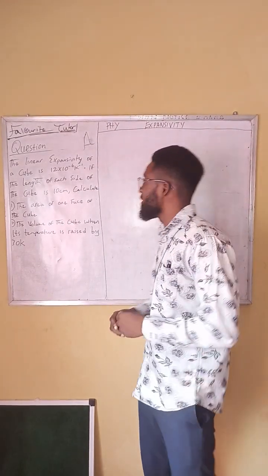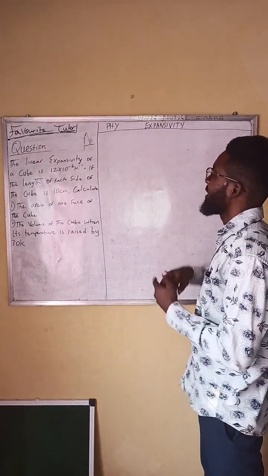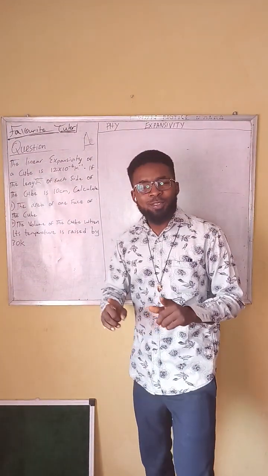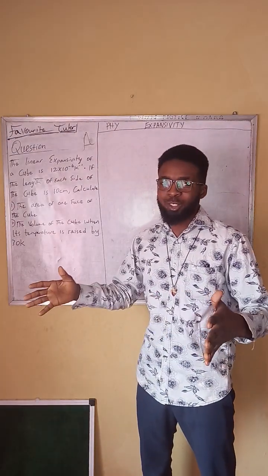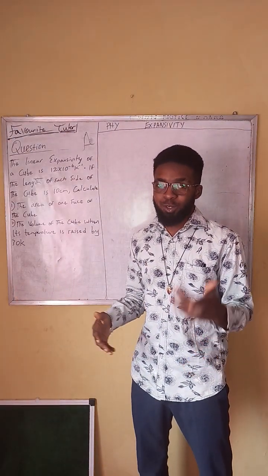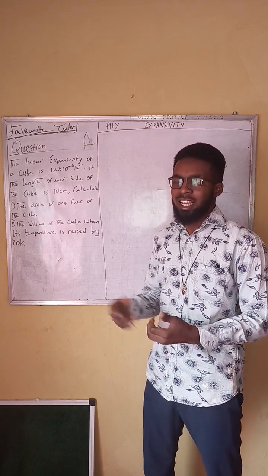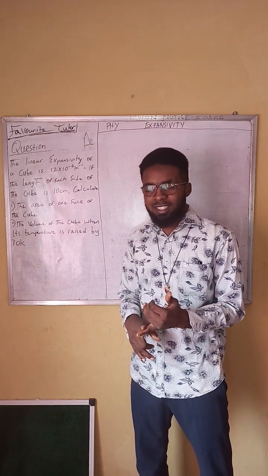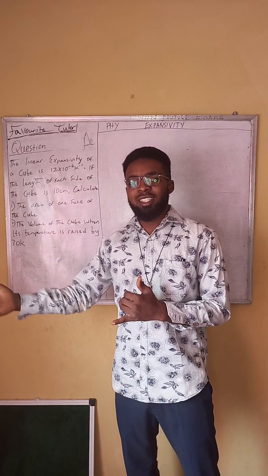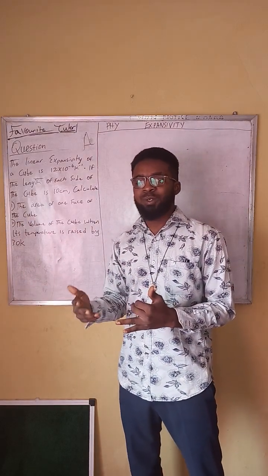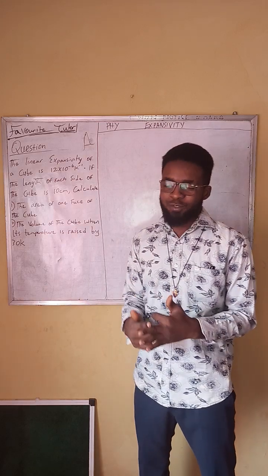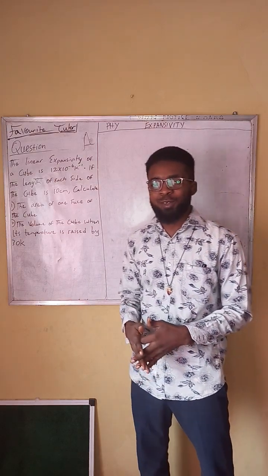All right, what I have on the board is expansivity. Remember in our previous class we discussed what expansivity has to do with: the expansion of a material due to the effect of heat. Then we have linear expansivity, that is an increase in length. We have area expansivity, which has to do with an increase in area, and volume expansivity, an increase in volume.